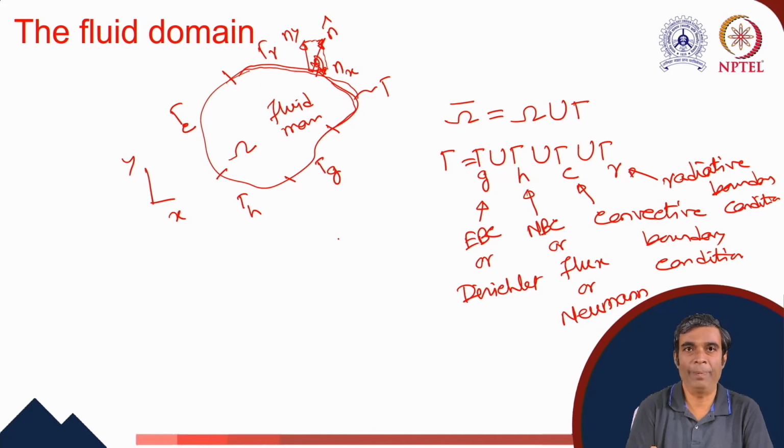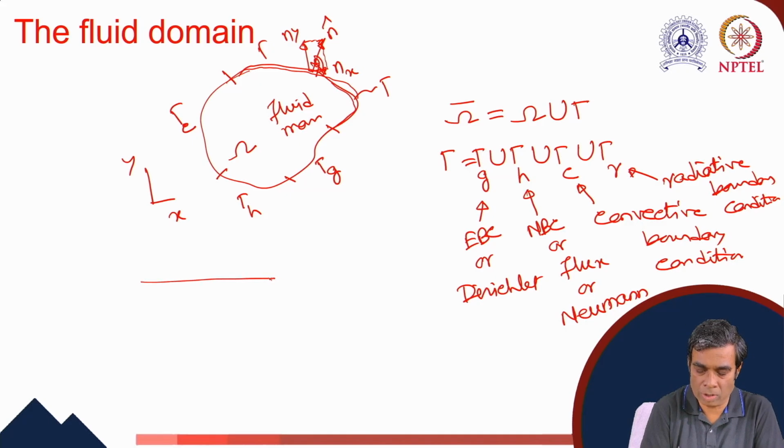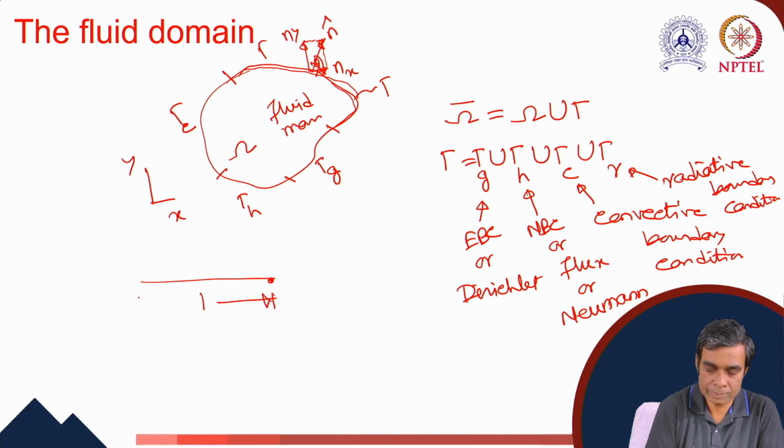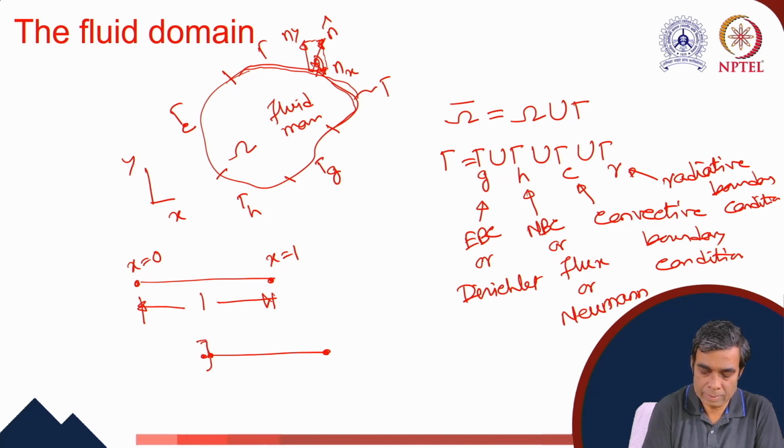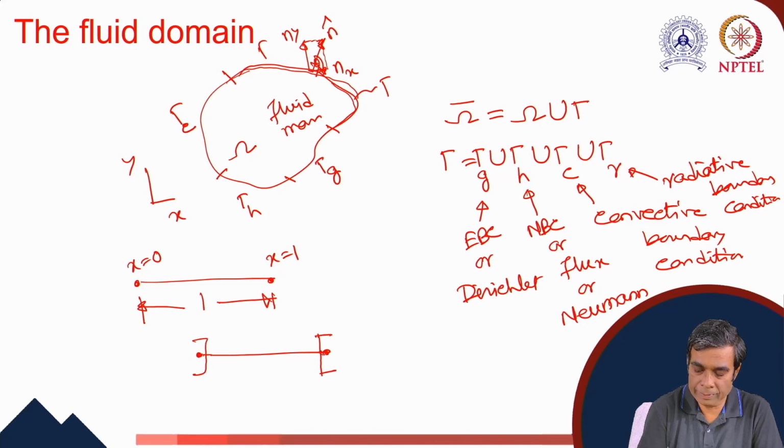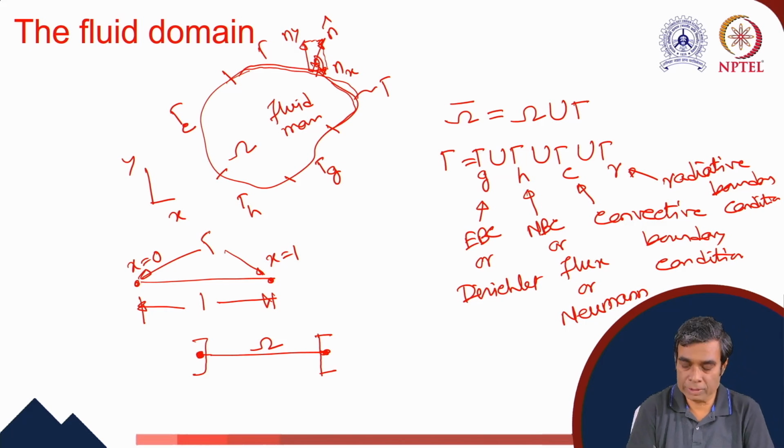If we go to one dimension, we can consider a one-dimensional rod of length 1 unit. It has two boundaries. One boundary is located at x equals 0 and the other boundary is at x equals 1. For this particular problem, if we exclude the boundary, then the remaining portion represents omega, and these two boundary points x equals 0 and x equals 1 represent our gamma.